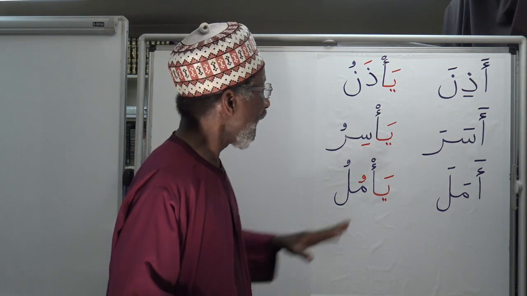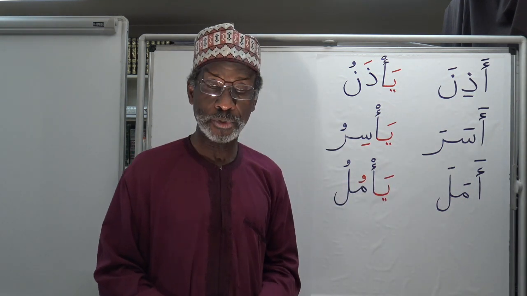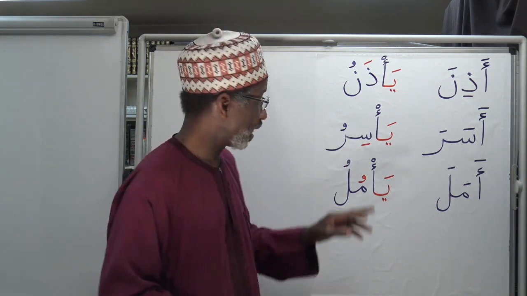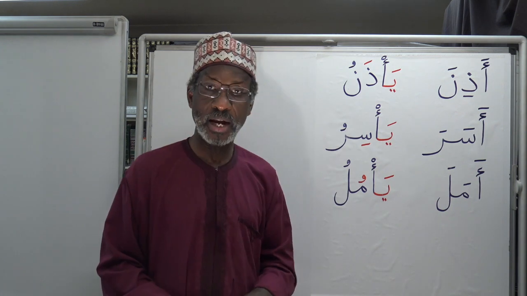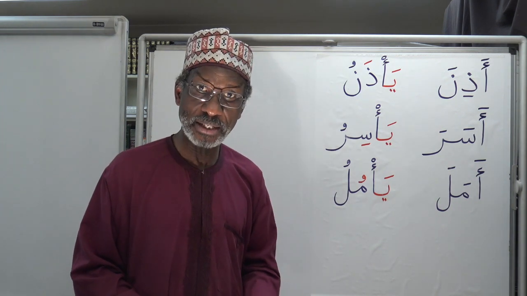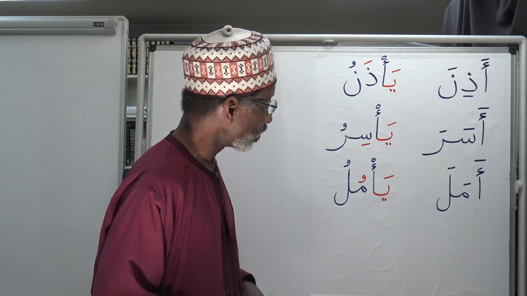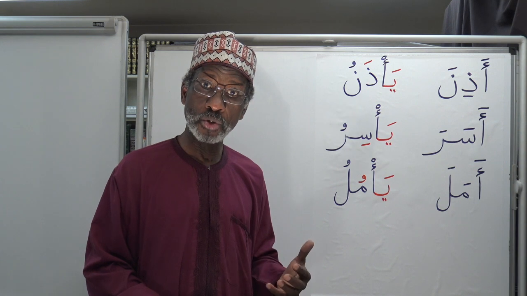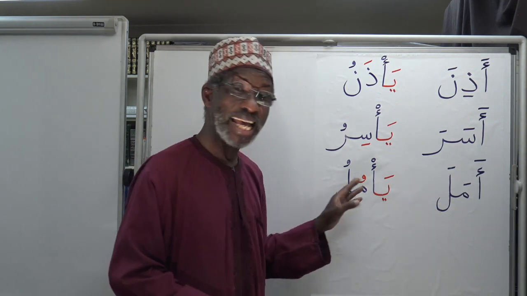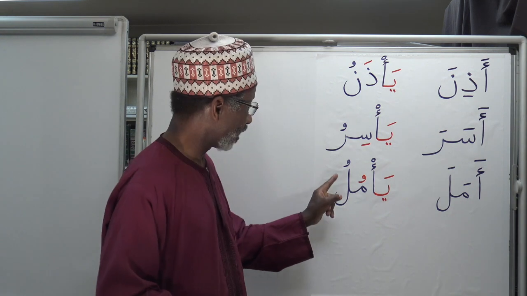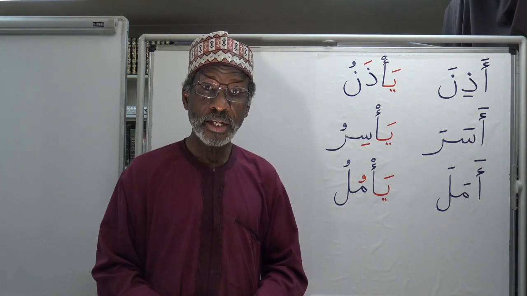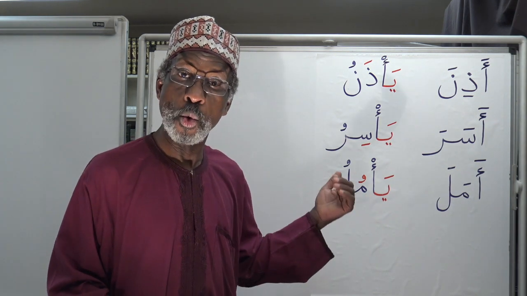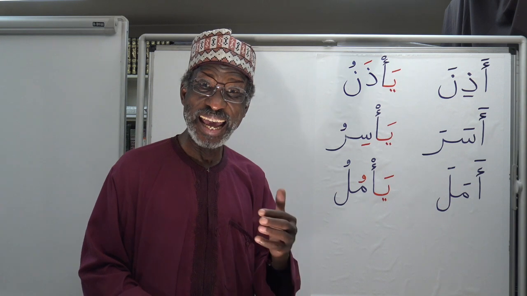see later. Asara means he captured. Asara, and the present tense, ya'siru. And the second root here is carrying kasra. Asara ya'siru. That's the verb to capture. Amala, that means he hoped. That's the verb to hope for something. Amala ya'mulu. The second root here in the present tense is carrying dhamma. So the significance of that and the implication will be revealed once we are dealing with the imperative.